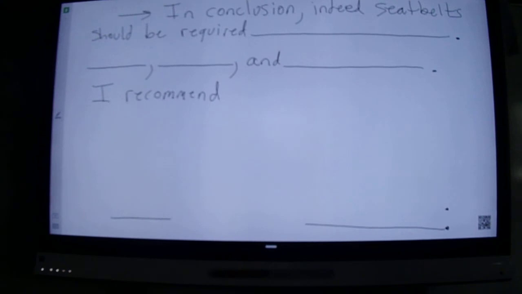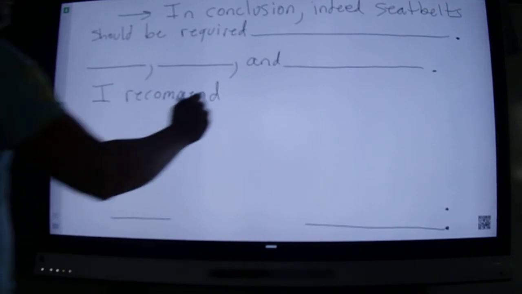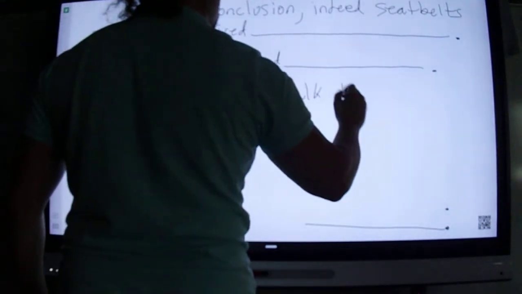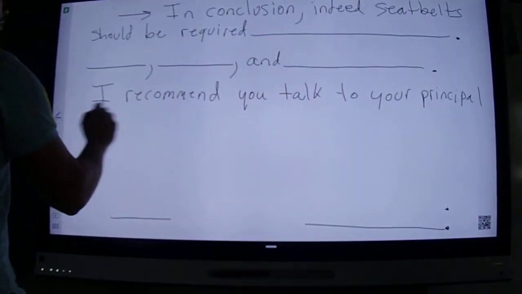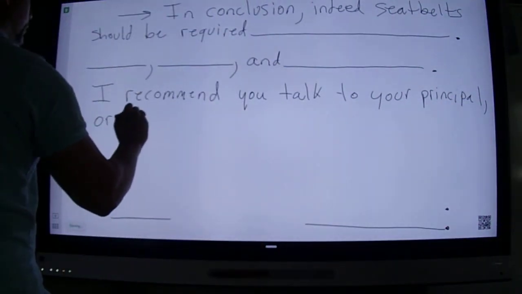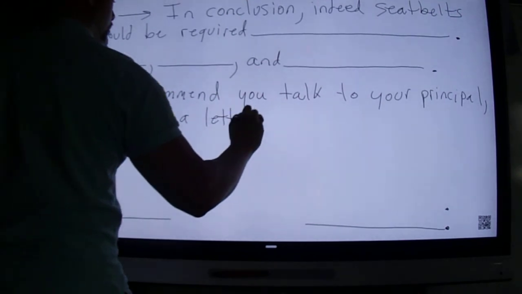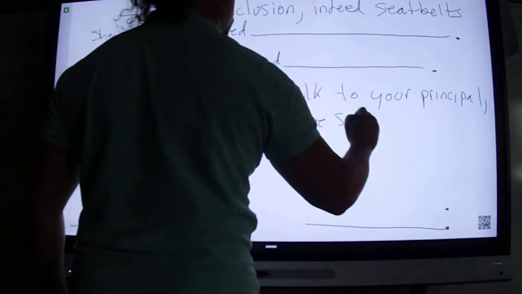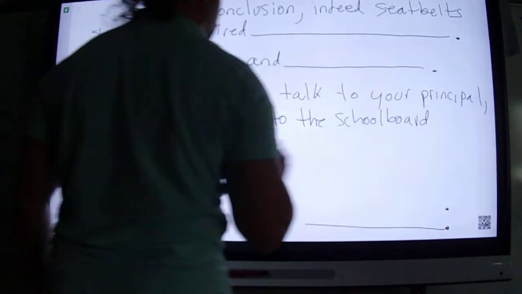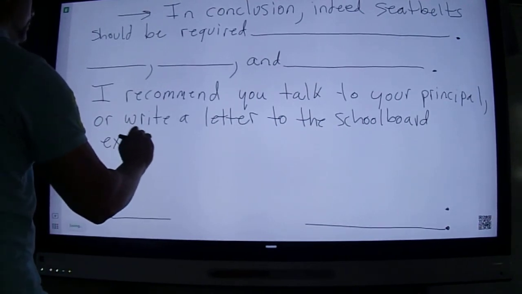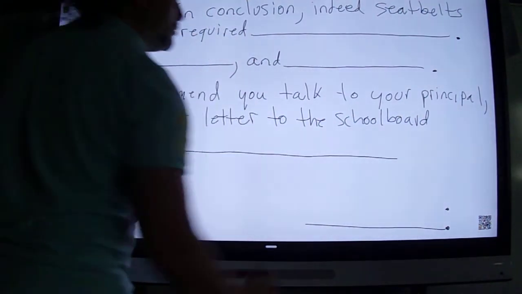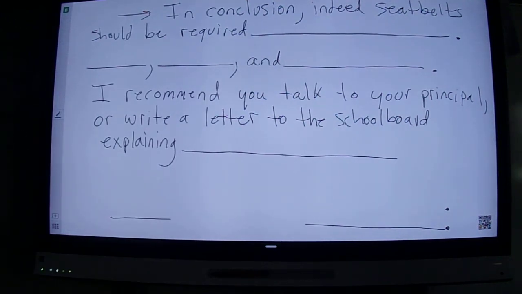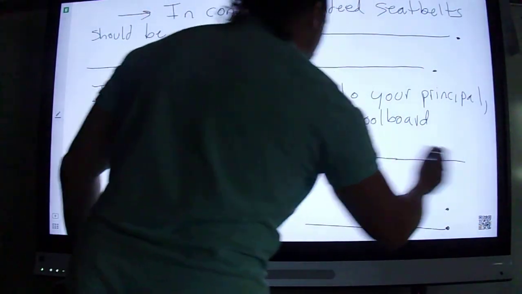Students are going to recommend something to show that they cognitively have a deep understanding of all this, enough to be proactive. I recommend you talk to your principal, comma, or write a letter to the school board. Explaining, you can say highlighting, explaining these particular reasons, these particular benefits of requiring seatbelts on all school buses.